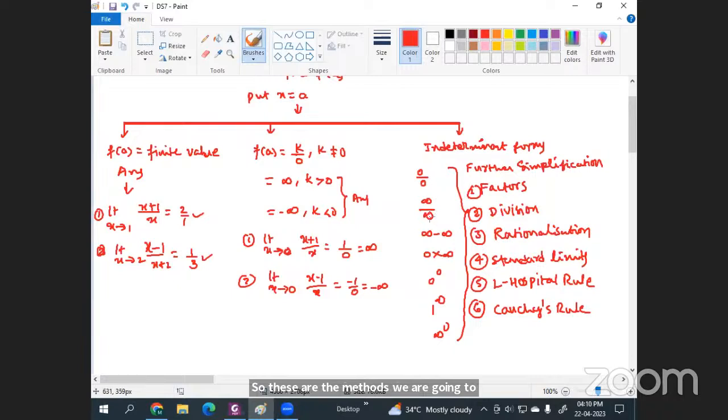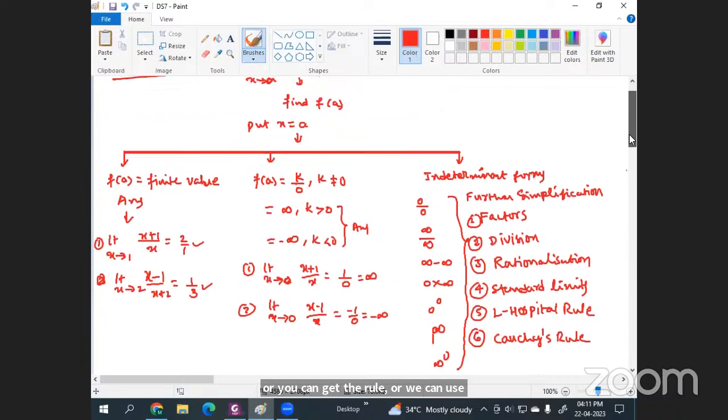So whenever we get indeterminate forms, we have 0 by 0, infinity by infinity, infinity minus infinity, 0 into infinity, 0 power 0, 1 power infinity, infinity power 0. At that time, it depends on the situation. We can do the factorization, or we can do the division, or the rationalization, or we can use standard limits, or the L'Hopital rule, or Cauchy's rule. So one by one, I'll explain.